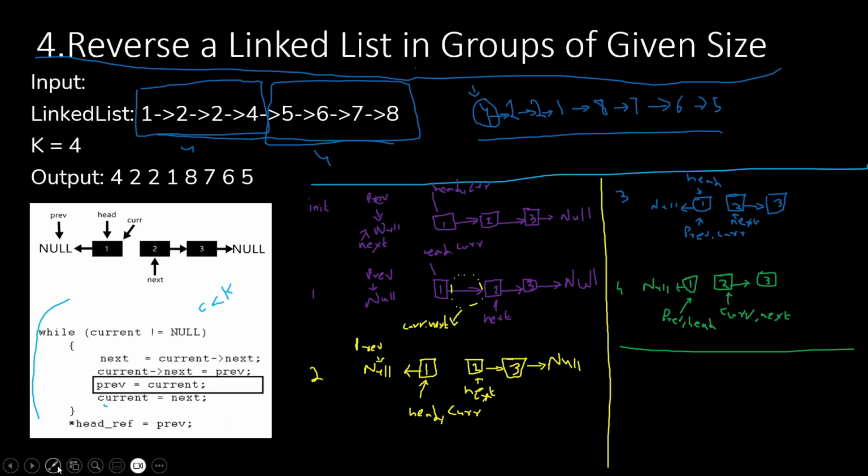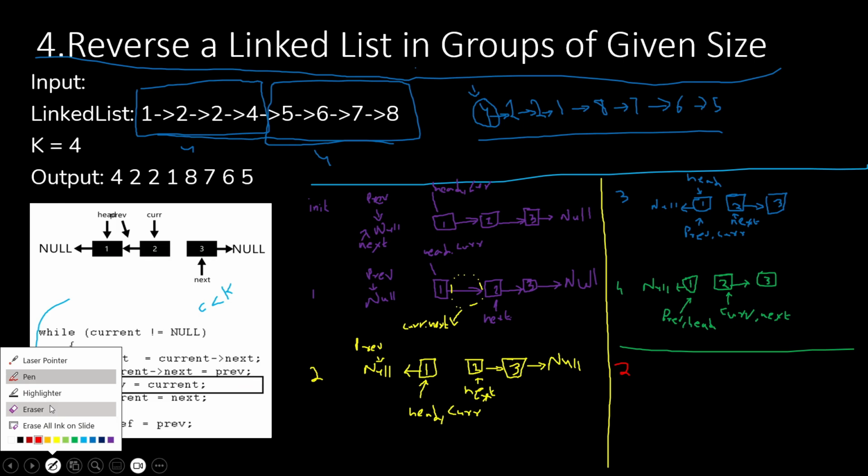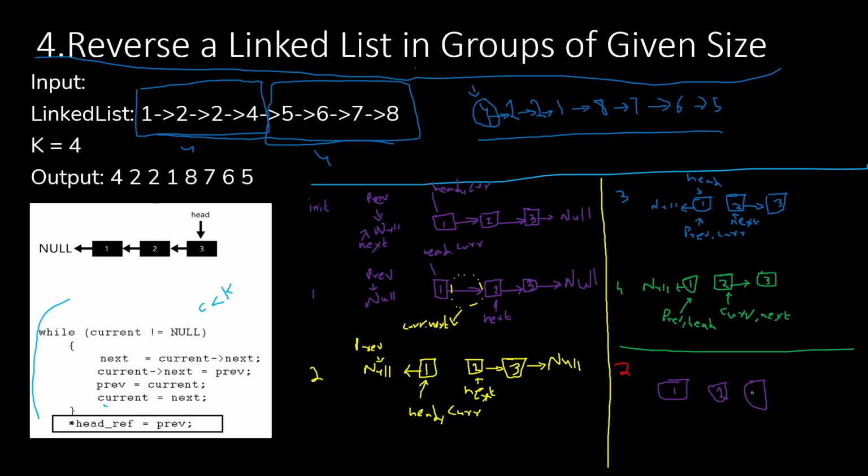I will write the final statement after completing the second iteration. Let's see what is happening. What is the final outcome in the second iteration? 1, 2 and 3, and I won't be naming any variables here. I'm only going to show you the list direction.